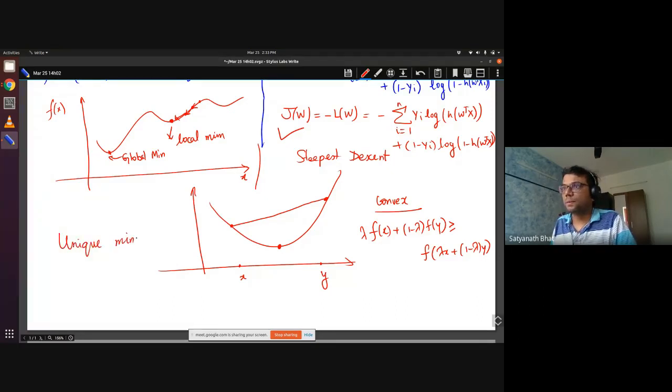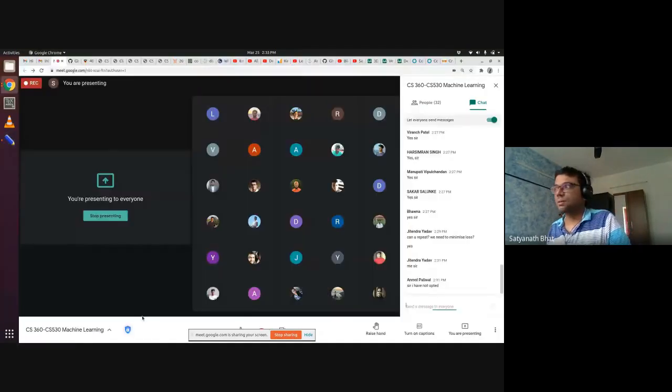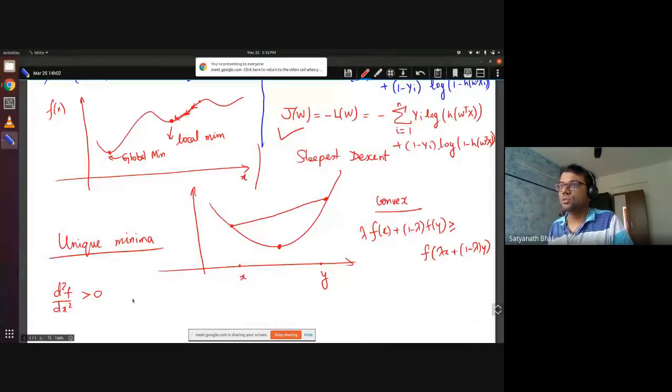minimum. Convex functions have the additional property that the second derivative, d square f by dx square, is going to be greater than 0. Why is that? What is the meaning? I'm explaining again: how is the second derivative greater than 0? What is the meaning of this?